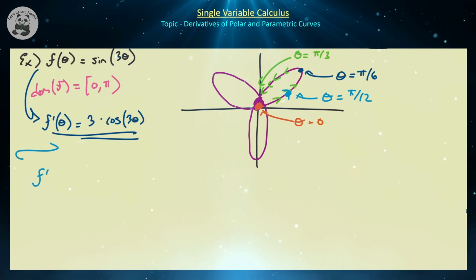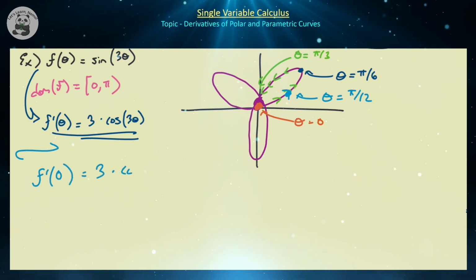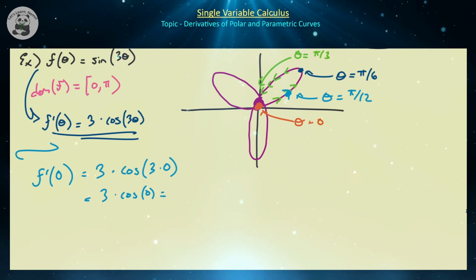So f prime of 0 is going to be equal to what? That's going to be equal to 3 times the cosine of 3 times 0, which is 3 times the cosine of 0, which is 3 times 1, which is just going to be equal to 3. So when theta is equal to 0, my derivative is a positive number, which means when theta is equal to 0, we're going to be moving farther and farther away if you step a little bit farther into the future of our theta, which indeed we do.